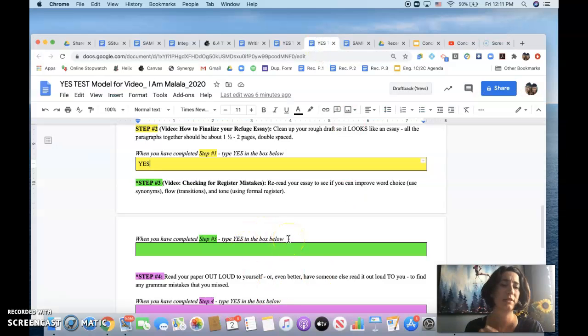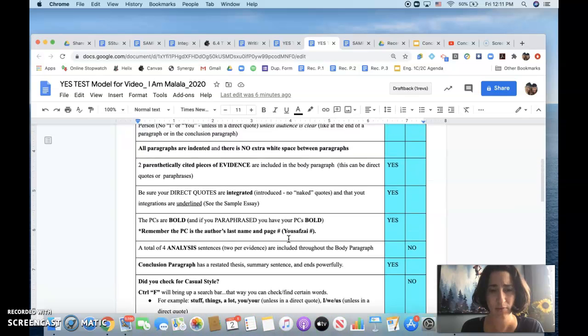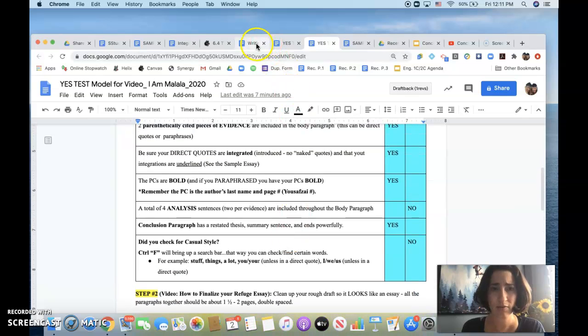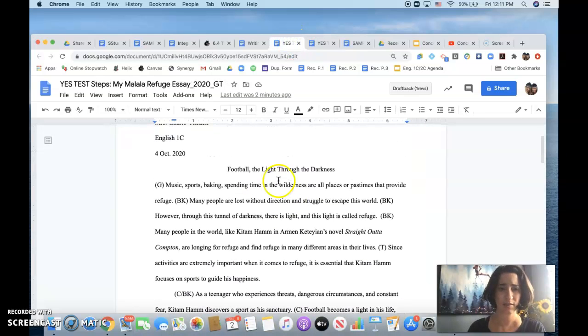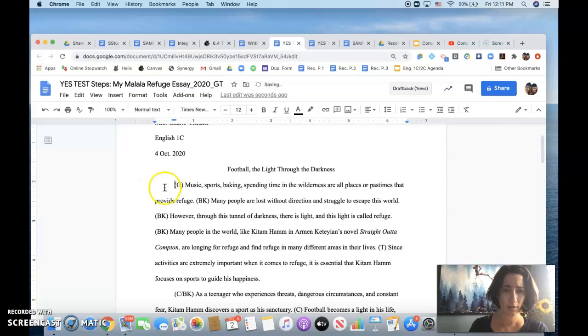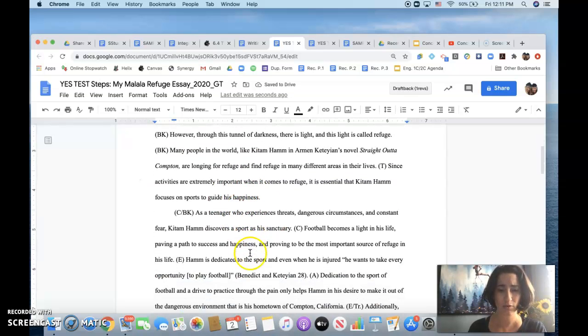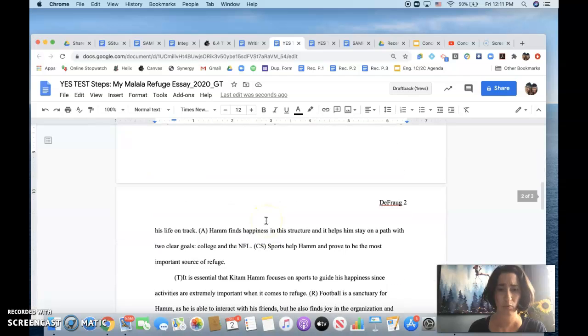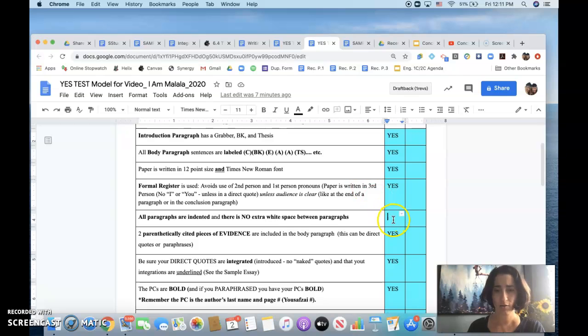So the last few steps of the yes test, once you have checked off your yes test, you saw as we did step 2, when we have gotten to the point where our essay is all nice like this, you see, oops, this paragraph still needs to be indented. There we go. Okay, so you see they're all indented and there's no extra space between them. There's just the tab. That's what we want. And then you can put that last yes up here for that part.